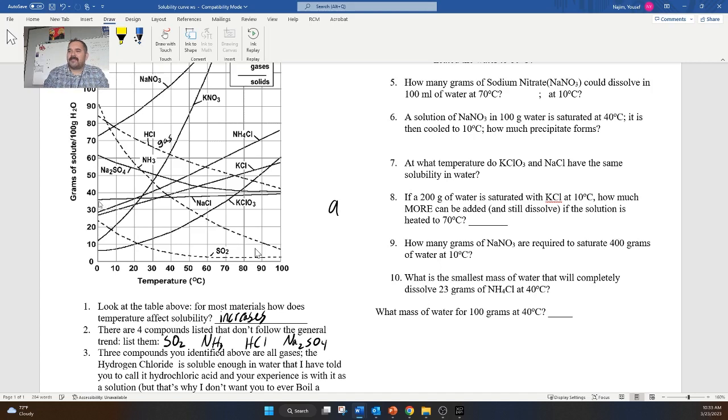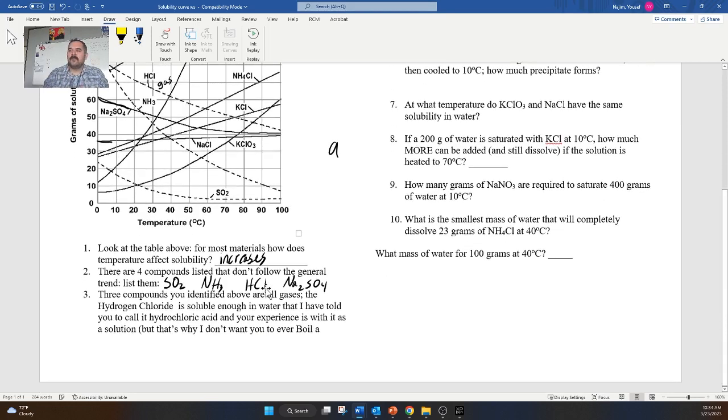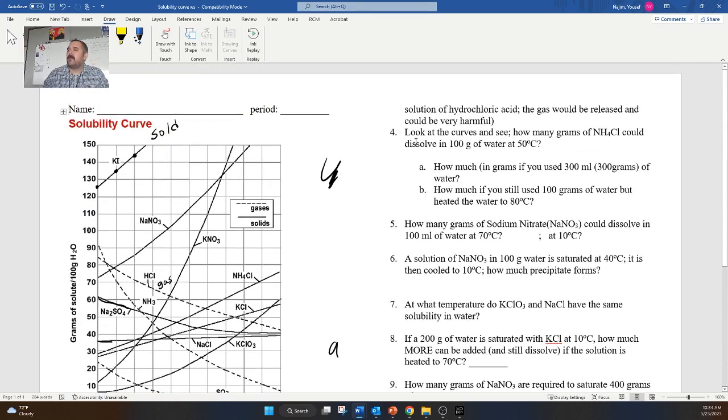Even though this one's a solid, there are exceptions to the rule. And this one, as you increase temperature, it's less soluble. So 3 compounds identified above are gases. The hydrogen chloride is soluble enough in water. So don't worry about number 3. Let's just move on to number 4.